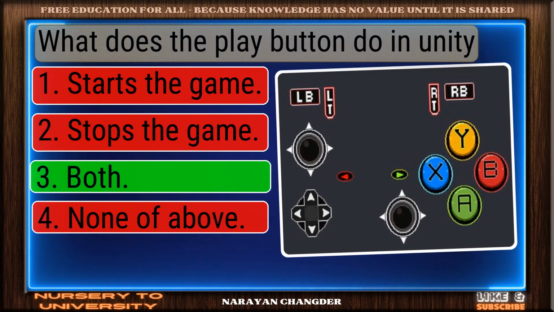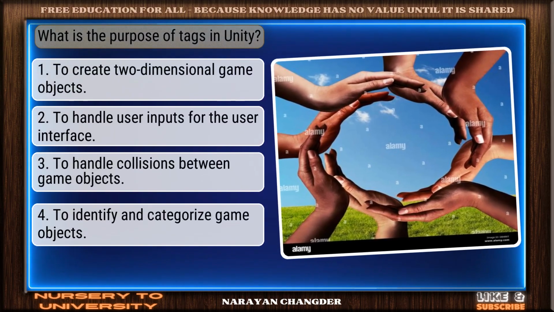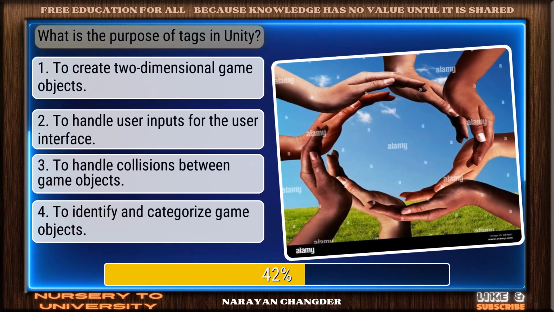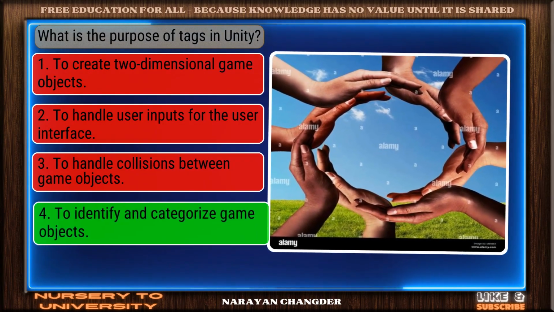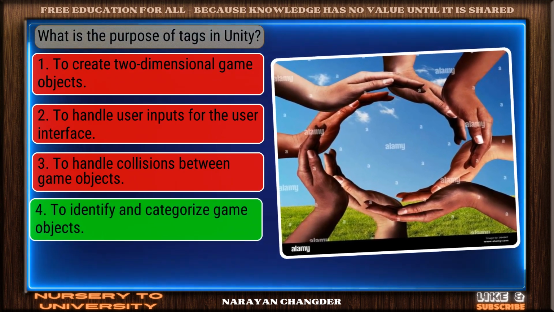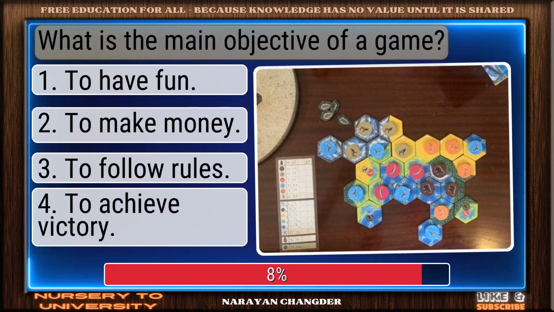Nicely done. Both is a solid answer. Question number 56. What is the purpose of tags in Unity? Nice work. You chose to identify and categorize game objects, and it is correct. Question number 57. What is the main objective of a game?